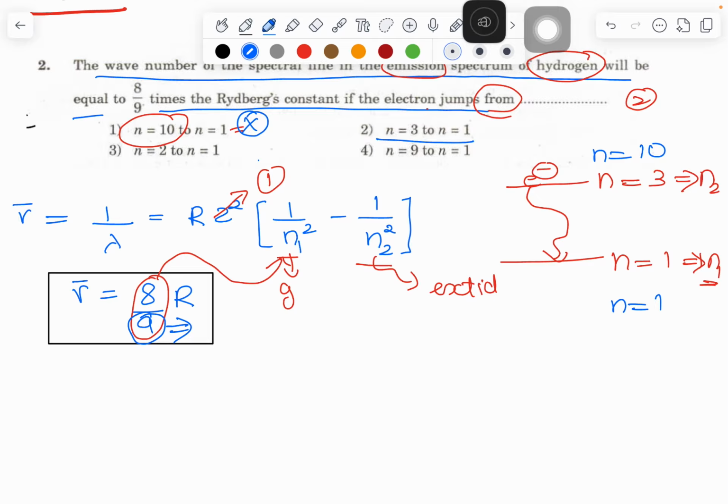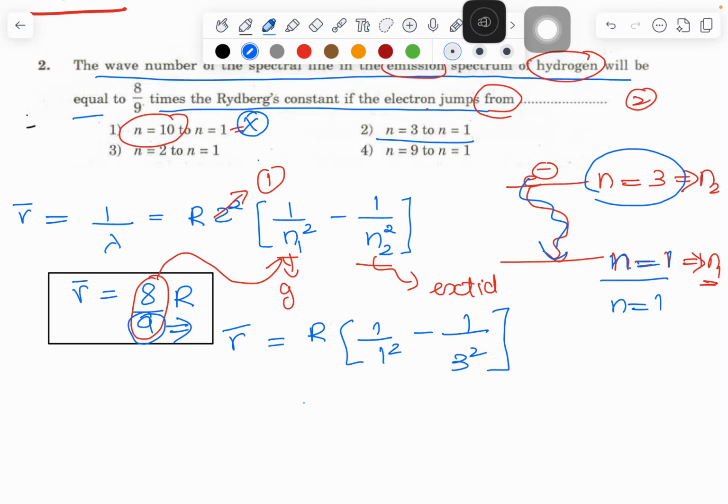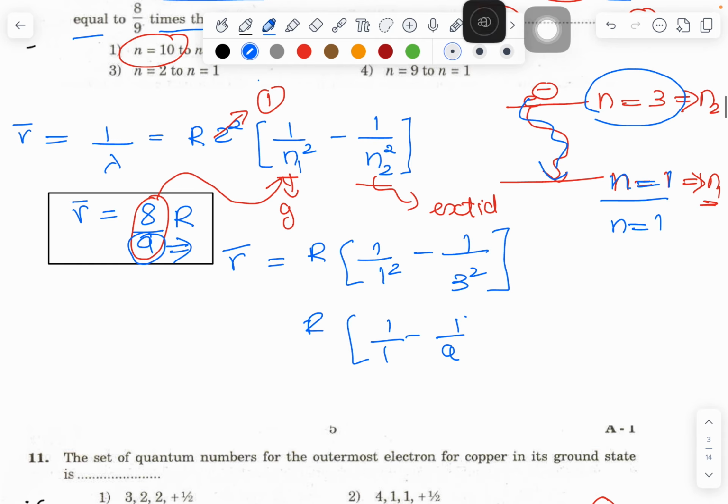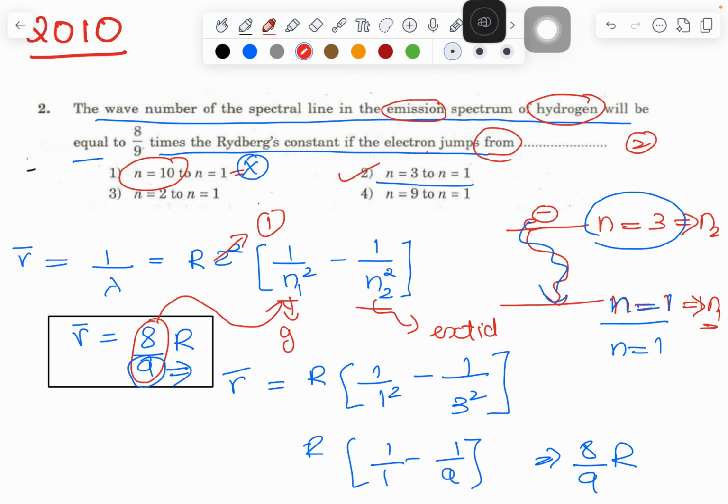Second one, we see n is equal to 3. Here is the value, n is equal to 3, the electron jumps from n is equal to 1. Let's see how it is. Rydberg constant R, wave number is equal to R times 1 by n1 square, n1 is 1 square, minus 1 by n2 square, n2 is 3 square. R is equal to 1 by 1 minus 1 by 3 square, which is 9, and you will get 8 by 9 as the value. So the correct option is 2, where the electron jumps from n is equal to 3 to n is equal to 1.